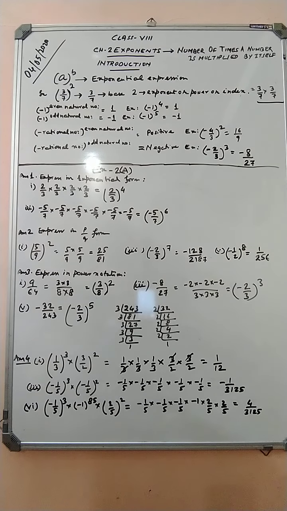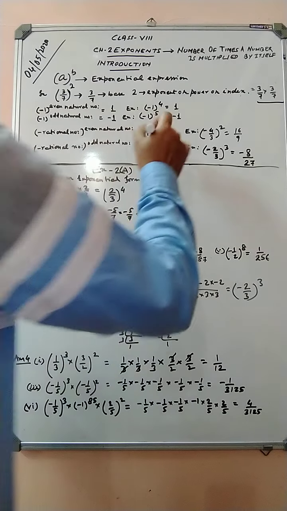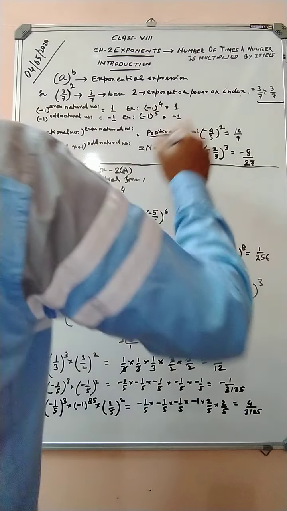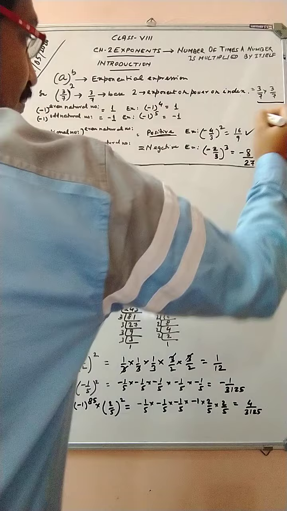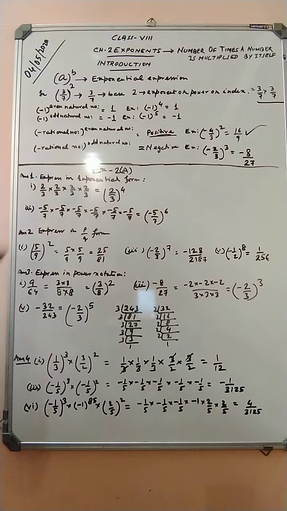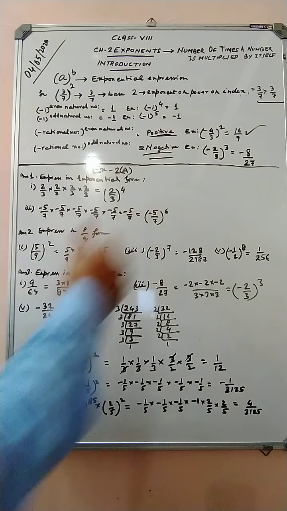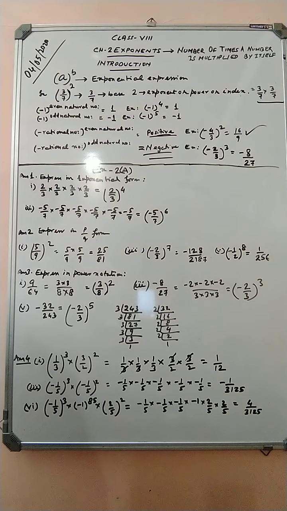Similarly, if a rational number is negative, then a negative rational number to the power of an even natural number will be positive. So minus 4 by 3 whole square: minus into minus is plus, so that is 16 by 9, as 3 square is 9. Similarly, a negative rational number to the power of an odd number is negative. So minus 2 by 3 whole cube: minus 2 into minus 2 into minus 2 is minus 8, and 3 cube is 27.